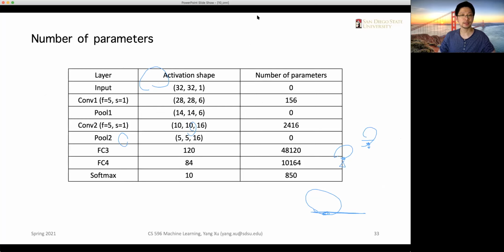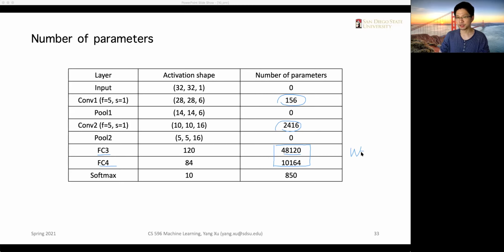let's take a look at the number of parameters in this LeNet. Use the formula we defined for ConvNet. It's easy to compute: the number for the first ConvNet is that number, and the second is that number. You can see that the majority of the parameters are actually in these fully connected layers, because the fully connected layers are those W's.